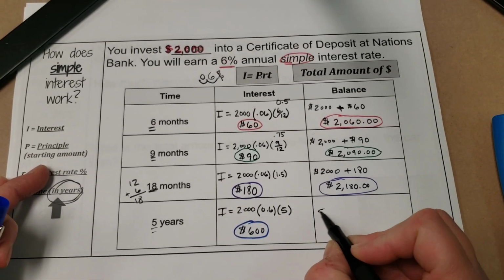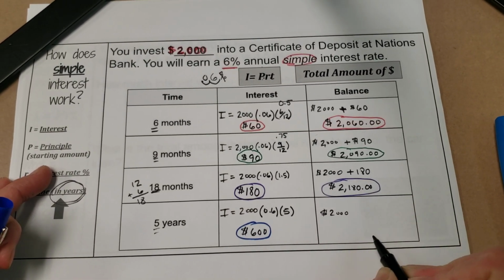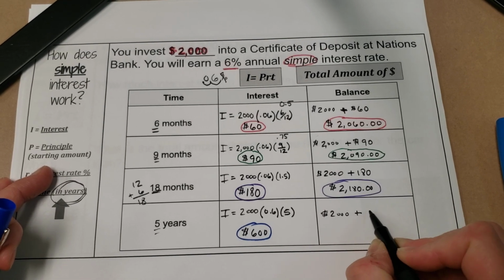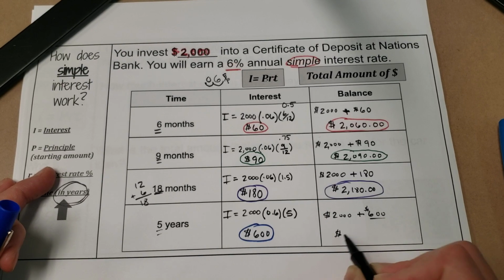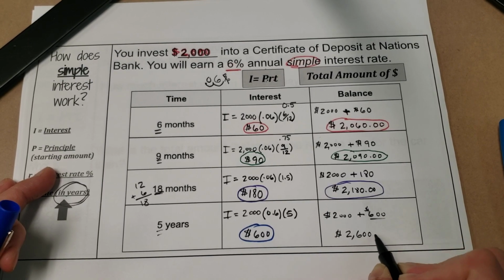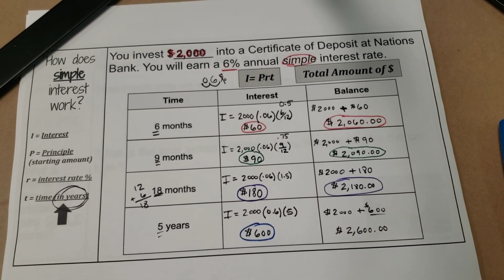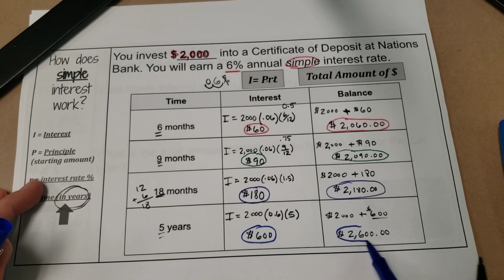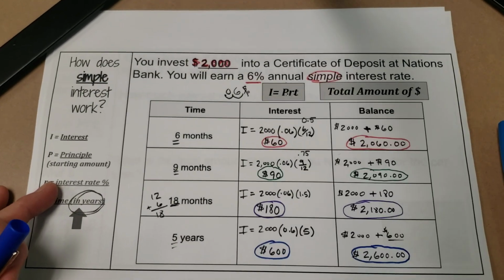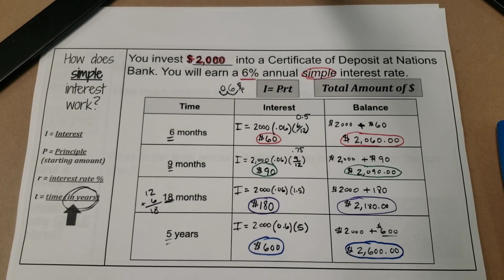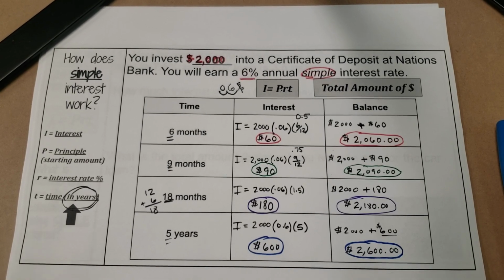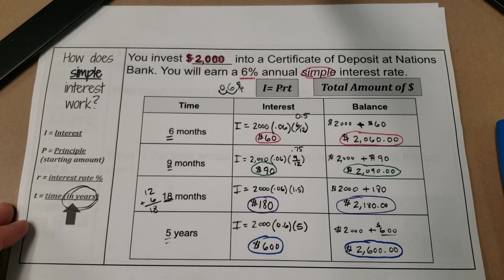All right, so principal, $2,000, and at the end of 5 years, we would earn another $600 in interest for a total of $2,600 at the end of the 5 years. So it makes sense to put our money in the bank because we get to earn more money called interest. So this is just practicing that interest formula on this example.